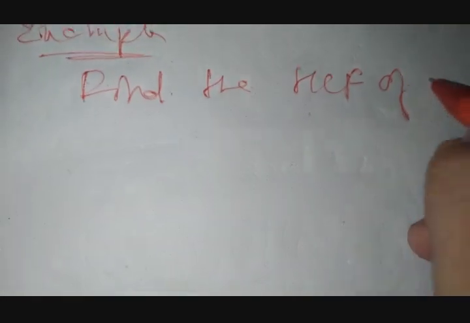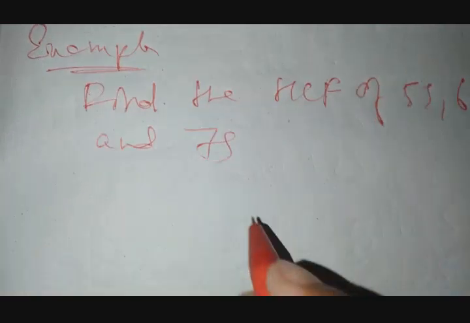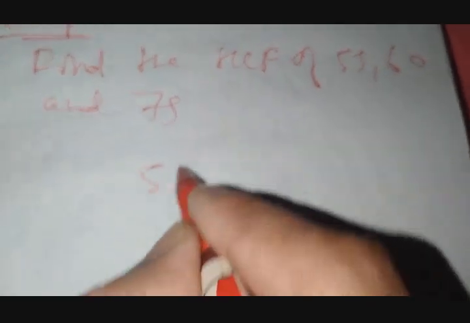Now we have to do another example also. See, another example: find the HCF of 55, 60 and 75. Now see, we will do it by the common division method. See, 55, 60 and 75.